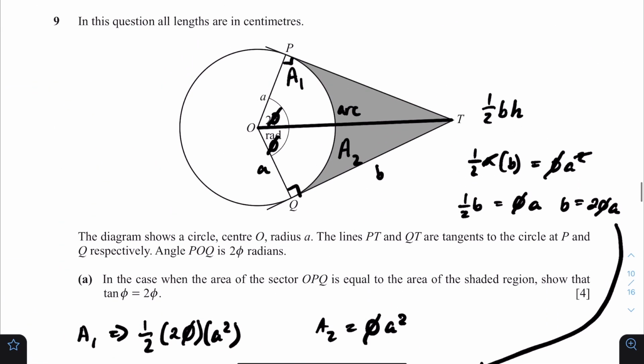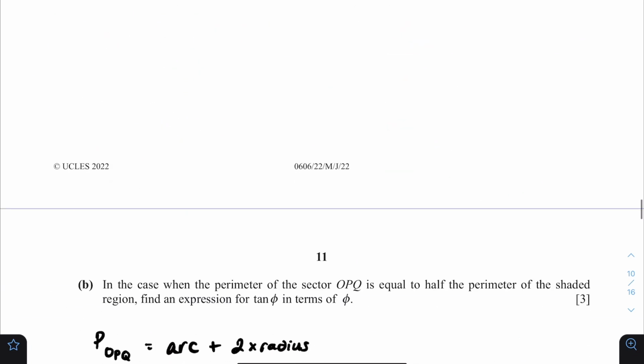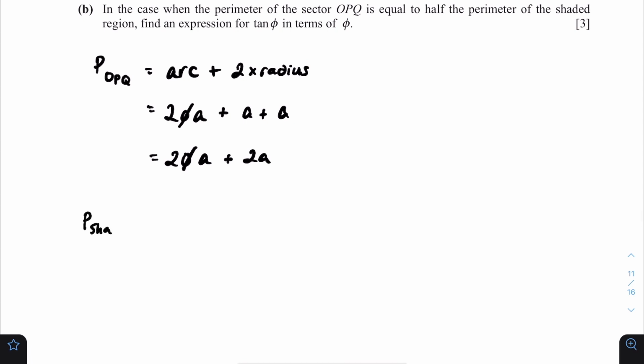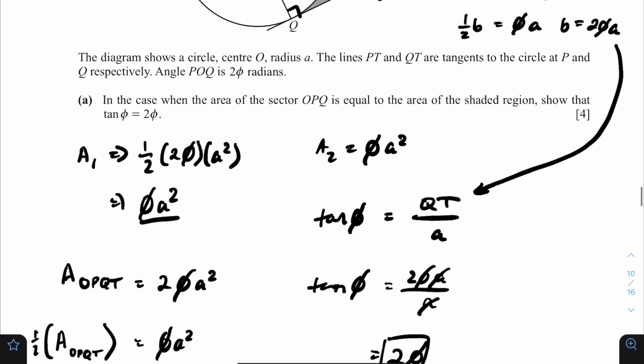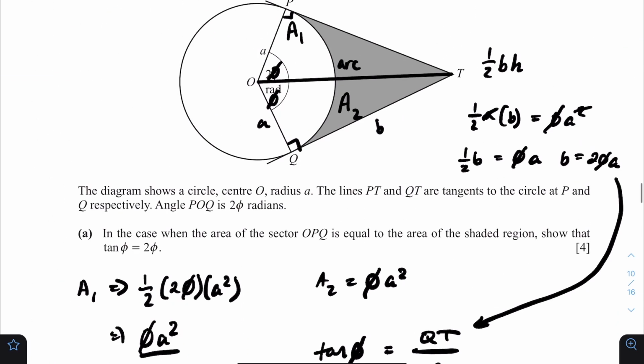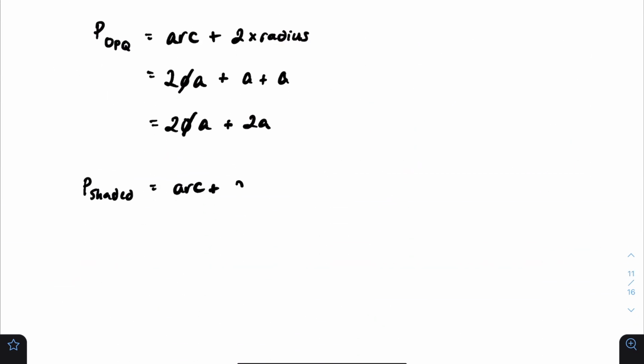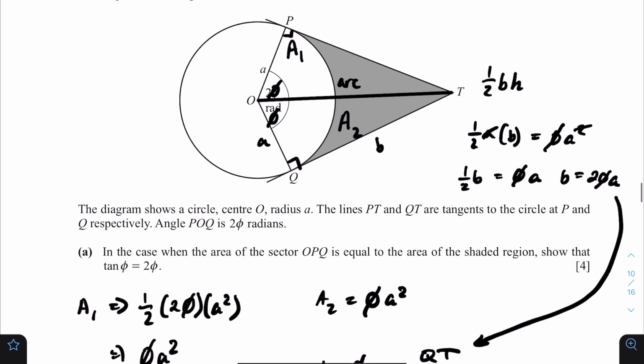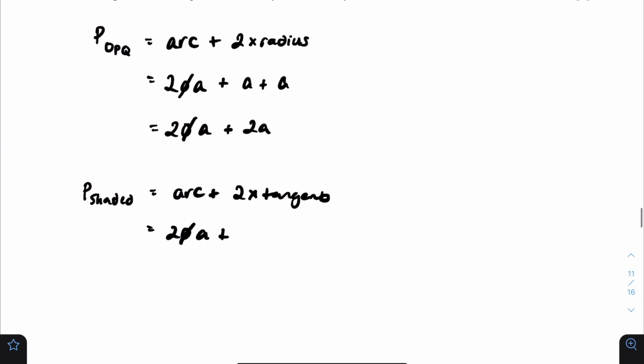So the perimeter of the shaded region includes the arc. Let me write that down. P shaded equals arc plus the length of the 2 tangents. We know that's equal to 2 phi alpha plus 2 times tangents. It seems that the tangents are the exact same length, so 2 phi alpha plus 2 phi, not alpha, sorry, A, which is 6 phi A.